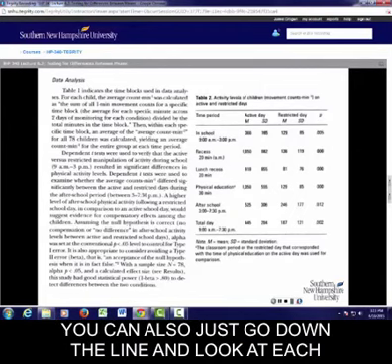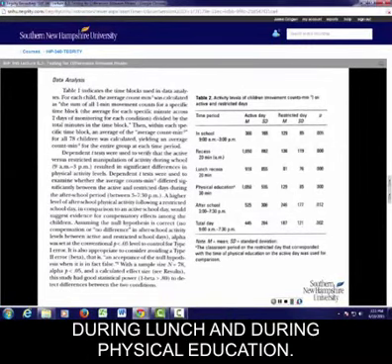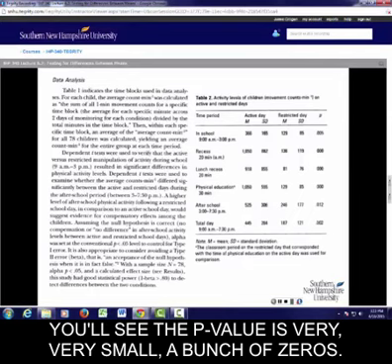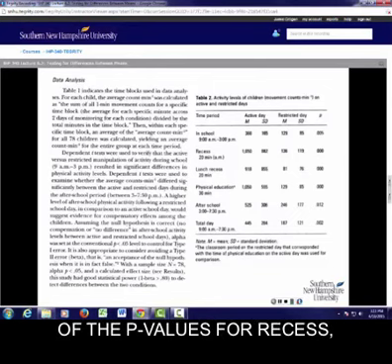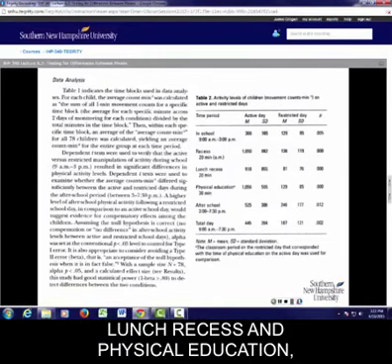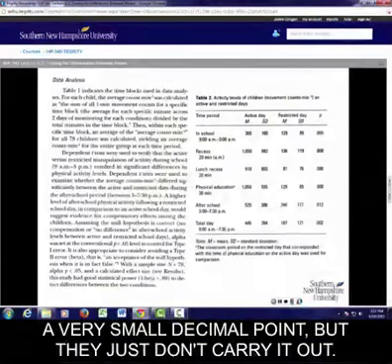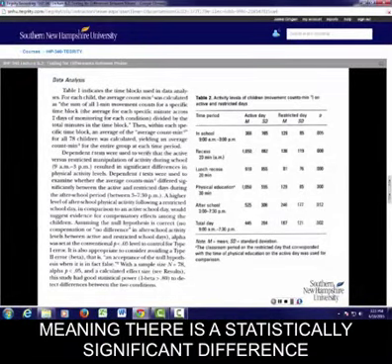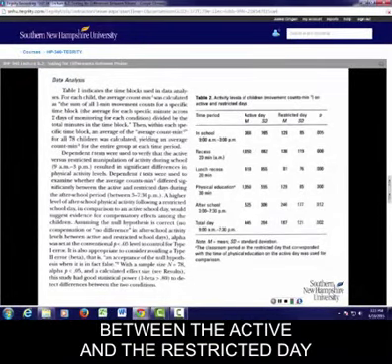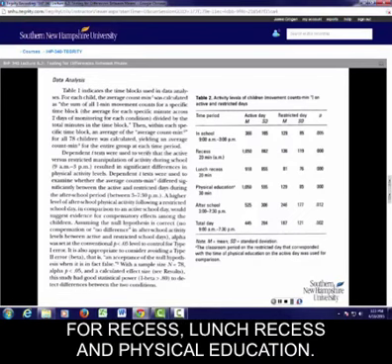You can also just go down the line and look at each of these other time points. During recess, during lunch, and during physical education, you'll see the p-value is very, very small, a bunch of zeros. If you were to carry out those digits, you would see a very small decimal, but they just don't carry it out. So the p-value is very small, meaning there is a statistically significant difference between the active and restricted day in movement counts for recess, lunch recess, and physical education.